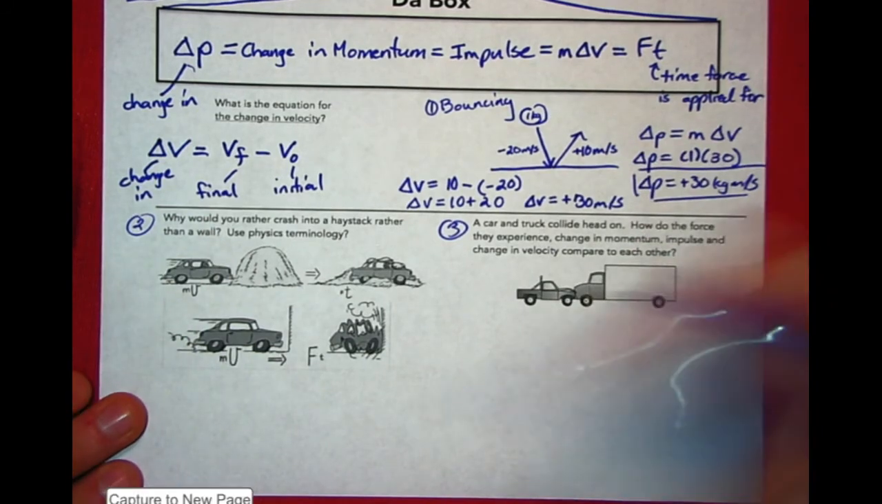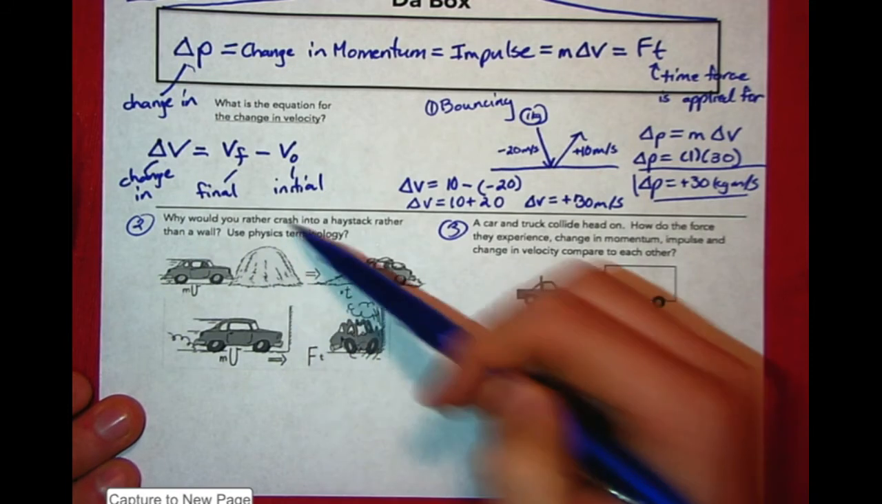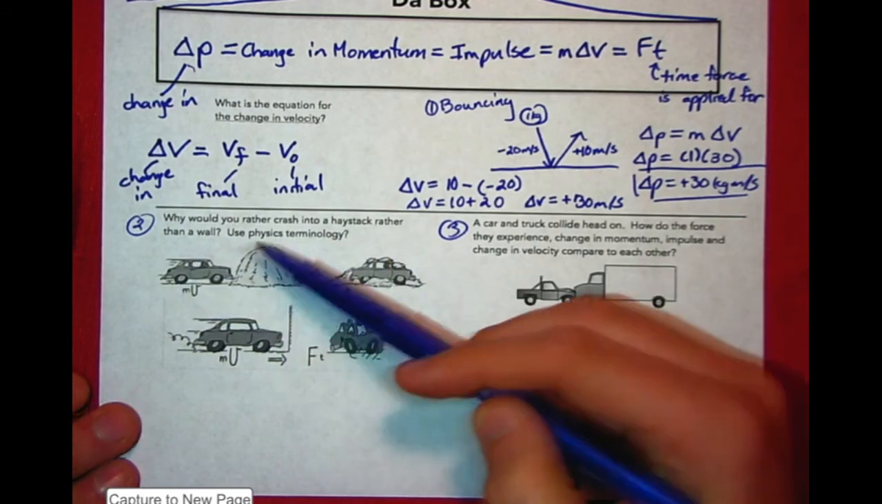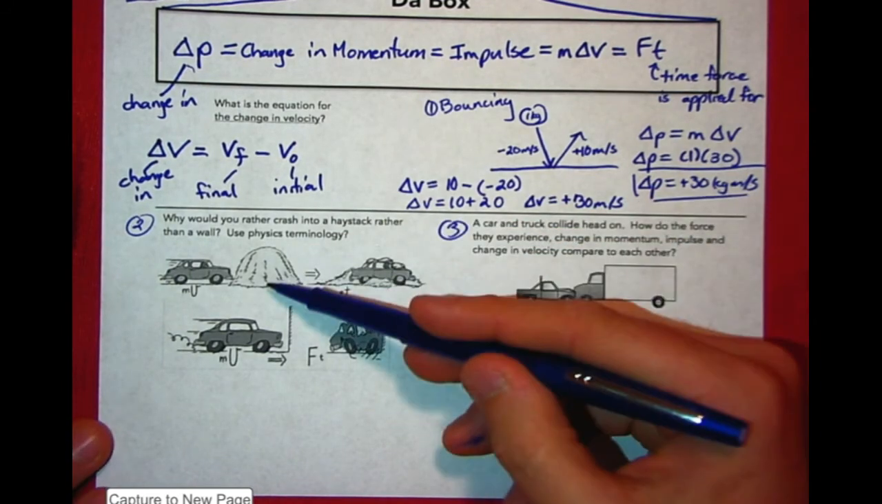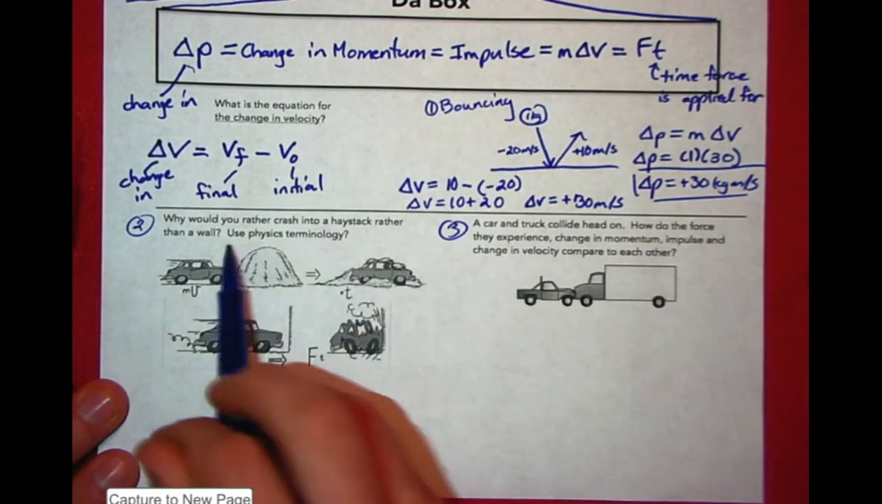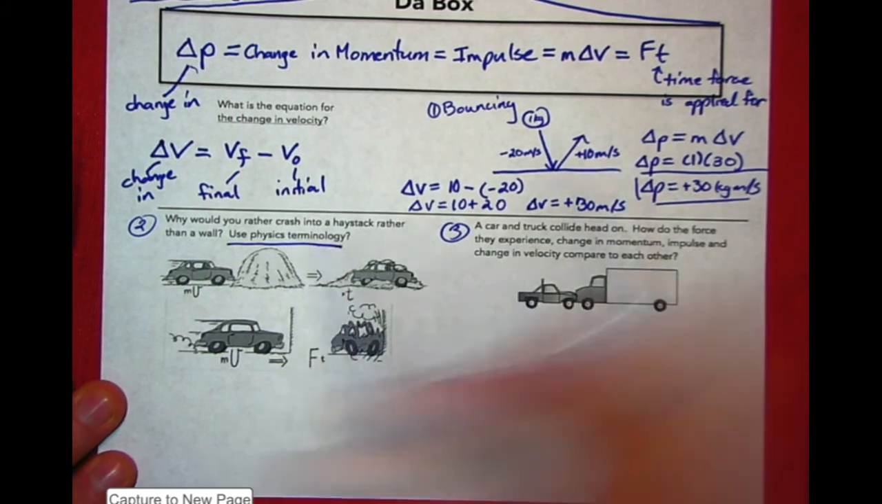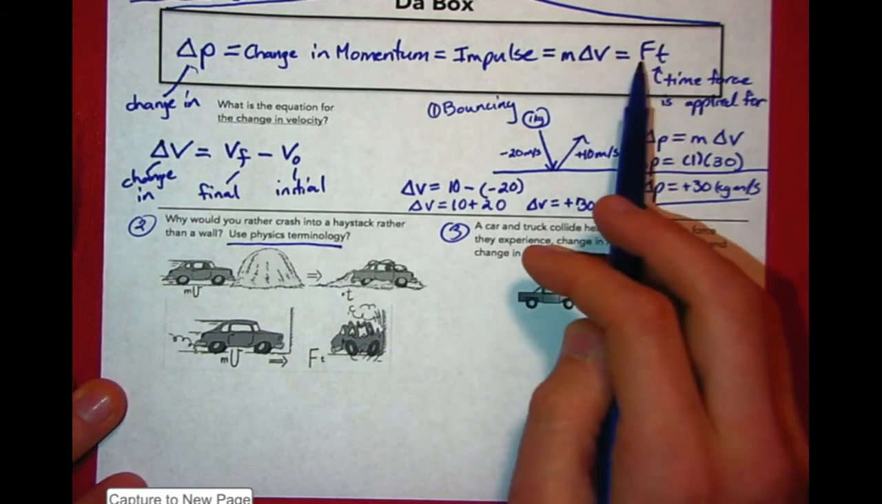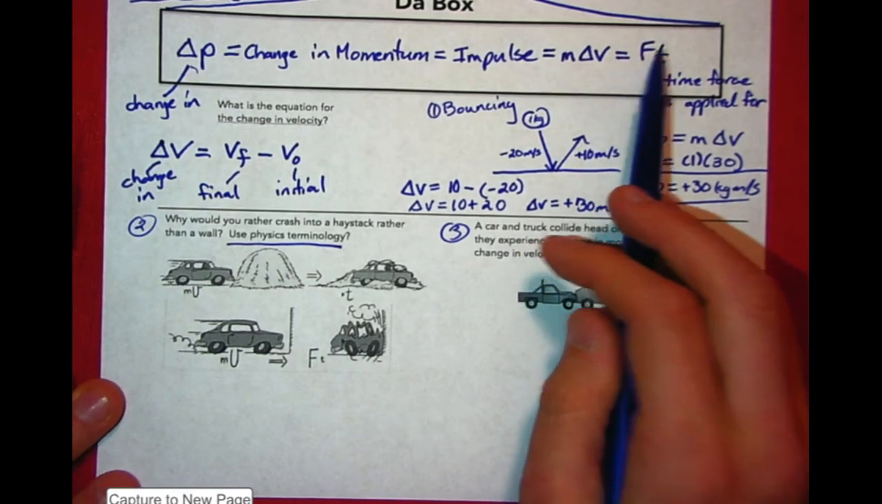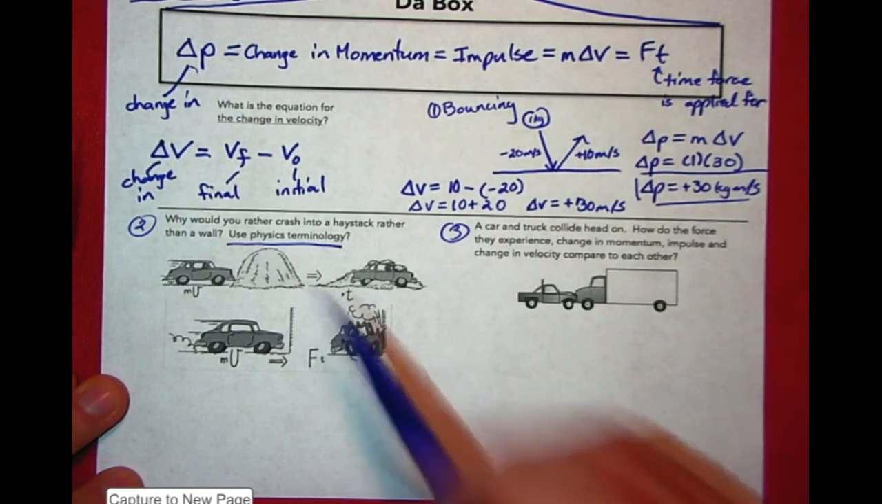All right, let's look at our second problem, which is why would you rather crash into a haystack rather than a wall? And it seems all very intuitive to us that we would much prefer this haystack over the wall. But in terms of physics terminology, why is this? What's going on with these variables that causes you to essentially experience a lesser force when you hit the haystack?